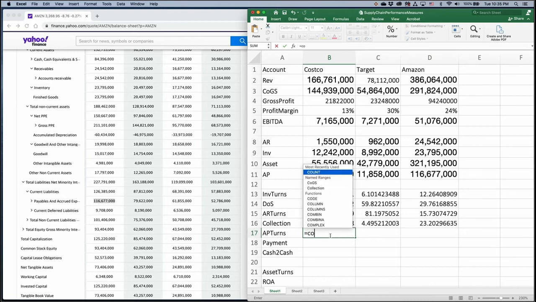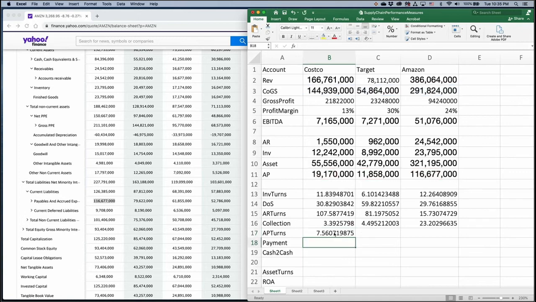AP turns again, cost of goods sold divided by AP. So that is our equation formula. So you just copy and paste. What is payment? Payment is again 1 over AP turns, right? AP turns times 365 days. That is a payment cycle.